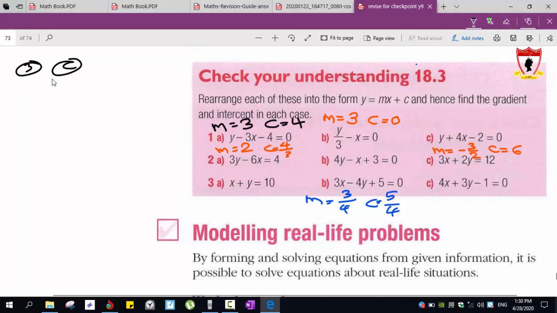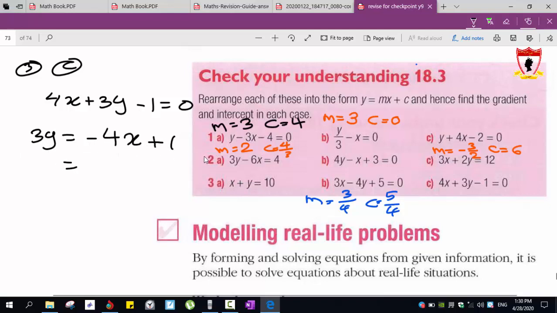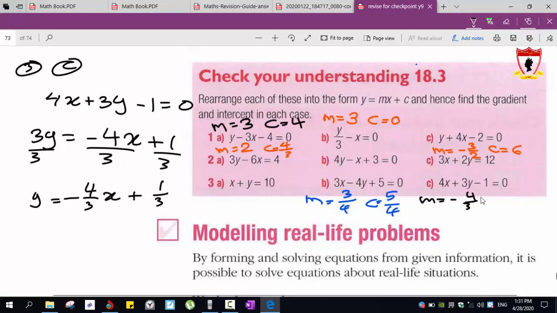Question 3C: 4x plus 3y minus 1 equals 0. Then 4x and negative 1 go to the other side. 4x will be negative 4x. So what's remaining on the side is 3y equals negative 4x plus 1. Now, to remove this 3, divide everything by 3. Then it will be like this. 3y divided by 3 is just y equals negative 4 over 3 x plus 1 over 3. So finally, the gradient is negative 4 over 3 and the intercept is 1 over 3.